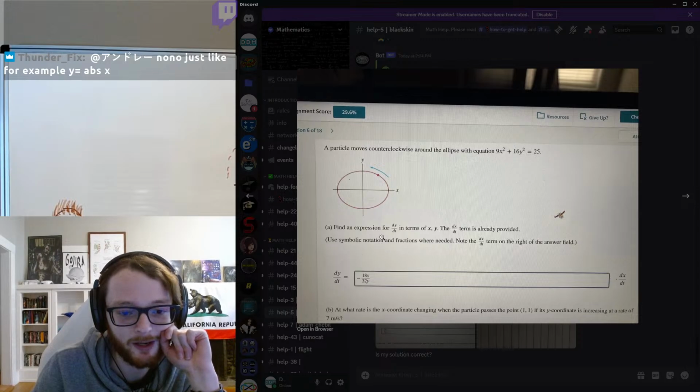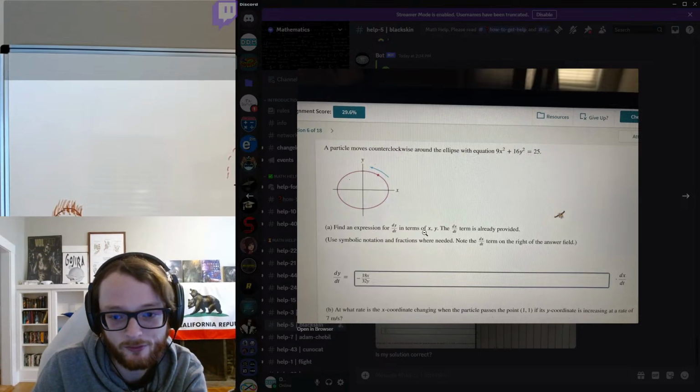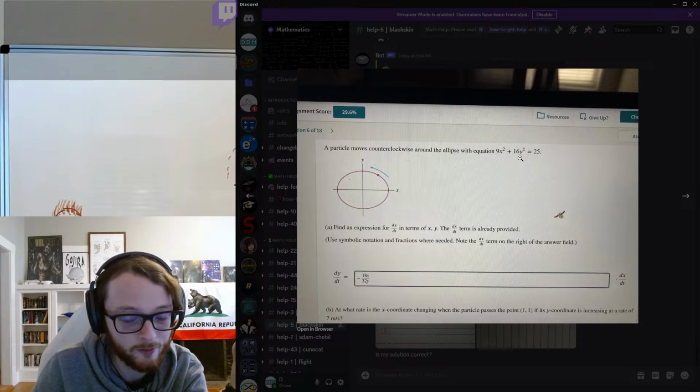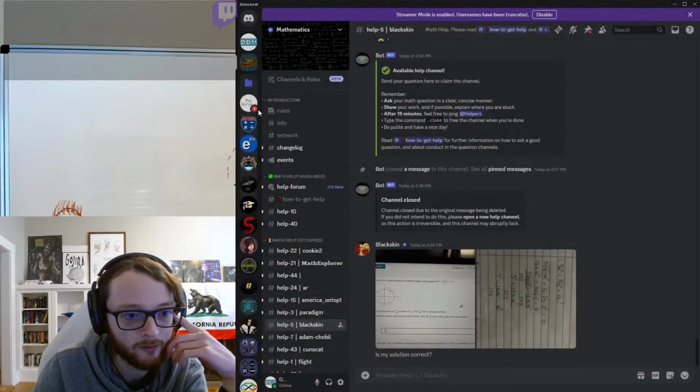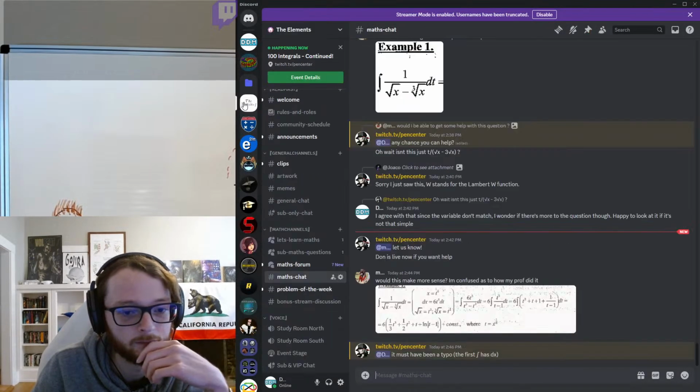I feel like there's something here that I'm missing. I don't know why dy dt needs to involve dx by dt at all. In terms of x and y. Because y is equal to, what, 5 over 4 sine t? So dy by dt is the derivative of that. So I'm a little confused why that's there. So I feel like I'm missing something.